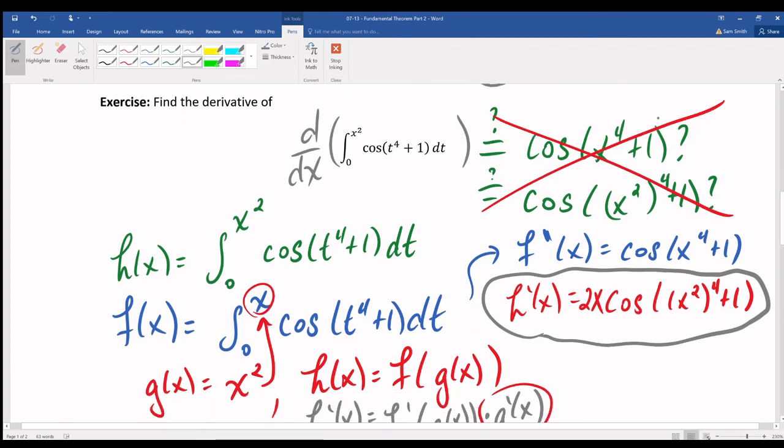So we almost had it on our initial guess. Replace t with x squared. But because of the chain rule, we had to replace t with x squared and multiply by the derivative of x squared. So here is an example of how to use the chain rule to find the derivative of an integral where the upper limit is not just x.